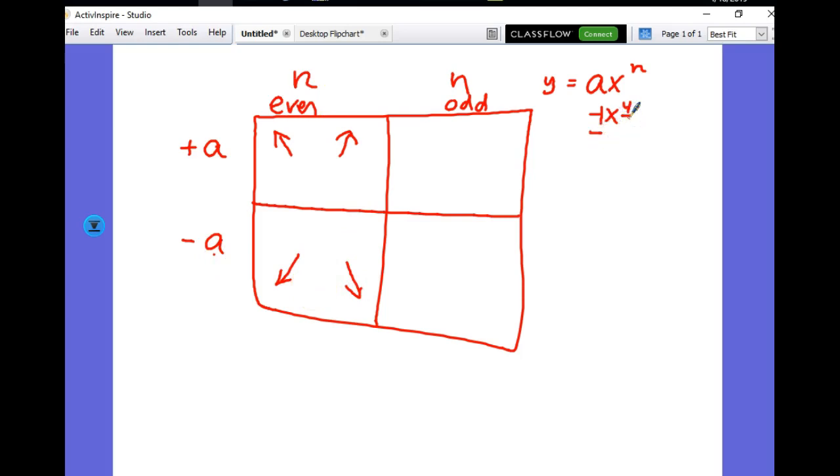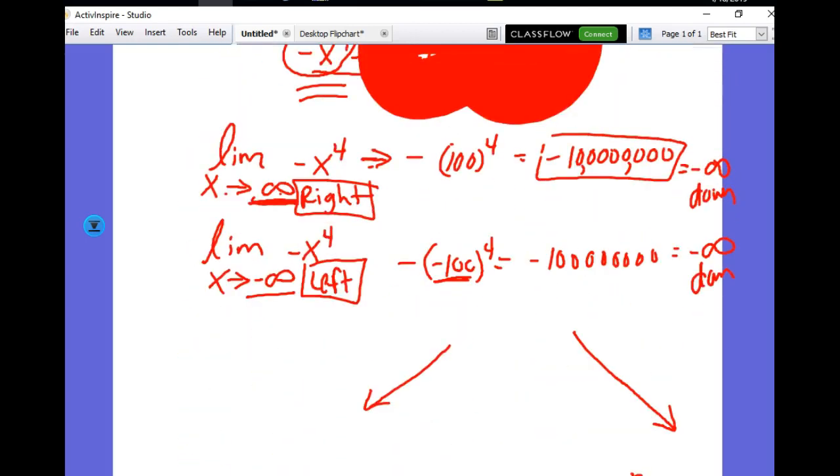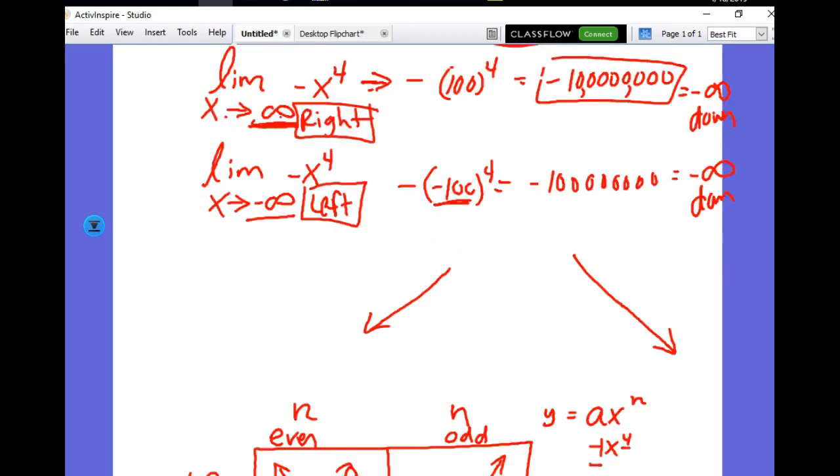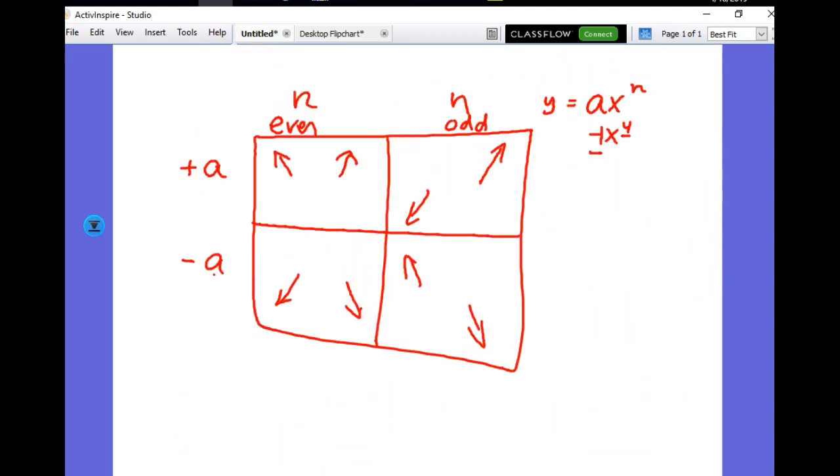Now when a is positive and n is odd, it's up on the right and down on the left. But when a is negative and n is odd, it's opposite, up on the left, down on the right. So that was the chart I had. But for me, I'm not good at memorizing stuff, so I figure it out by just plugging in numbers. But charts are nice because they're fast. So it's up to you on what strategy you use.